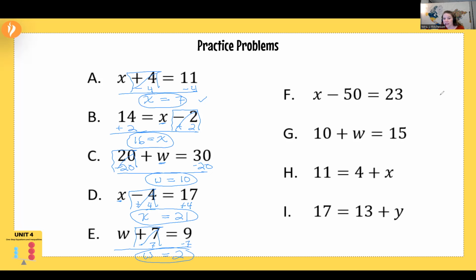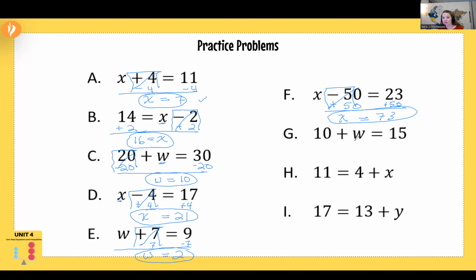All right, I see x minus 50. What's the inverse operation? That would be to add 50. So we're going to add 50 to both sides. And when we do that, we get x is equal to 73.